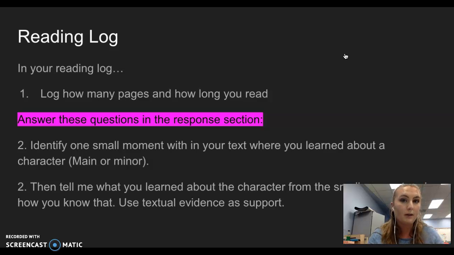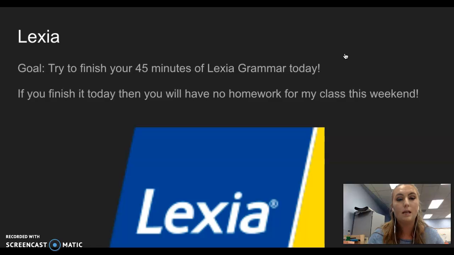After you are done with the reading log, you need to submit it. This is the last entry this week. We're starting a new one next week, so please make sure that you submit that reading log. After that, you may work on Lexia. Your goal today is to get Lexia completely done so that we can have it done by Sunday at midnight and you have no homework over the weekend. If you get it done today, you will have no homework this weekend. I will not give you any more than that.